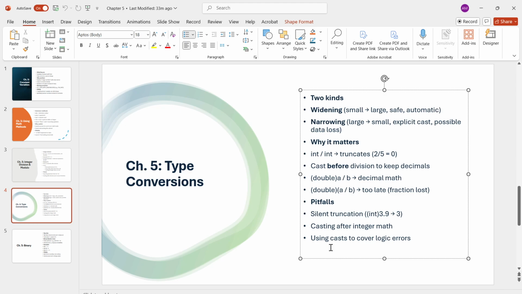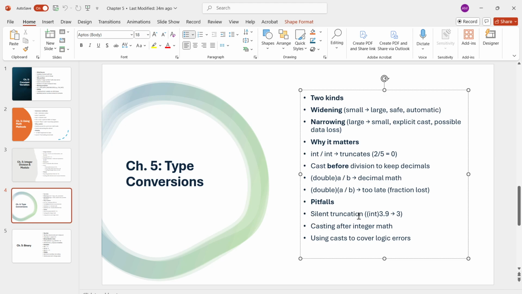Safe-ish is when it's widening, like into double, with no precision lost for the integer part. It's risky for narrowing, like double to int, long to int. You can lose decimals or overflow the range. Using a cast as a band-aid when the logic is wrong is a big red flag. If your numbers look off, don't slap on a cast to make it compile. Fix the math.